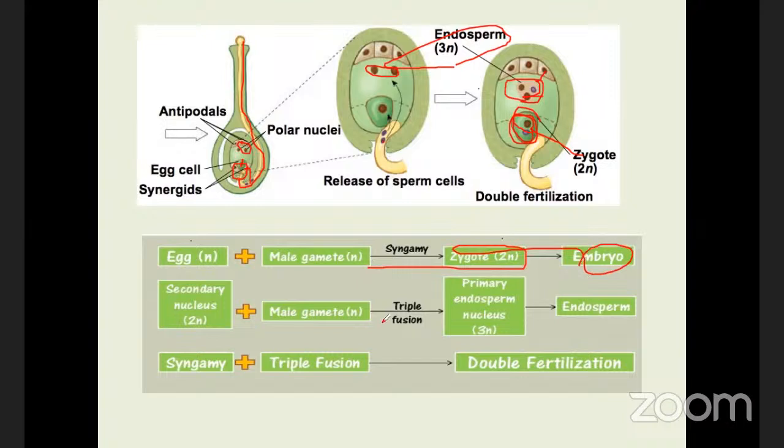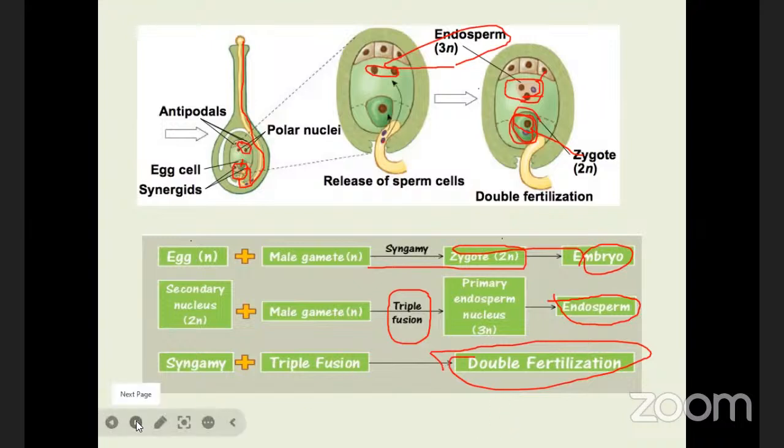And the second fertilization, the male gamete with the secondary nucleus, we call triple fusion. With that it forms the primary endosperm nucleus, which forms the endosperm. It is a nutritive structure for the development and maturation of the embryo. And syngamy plus triple fusion, both together, are called double fertilization. Fertilization is taking place two times, that's why we call it double fertilization. This happens only in the angiosperm, not in the gymnosperm.